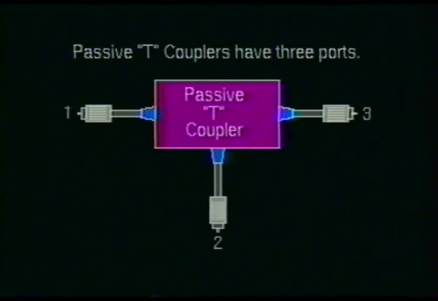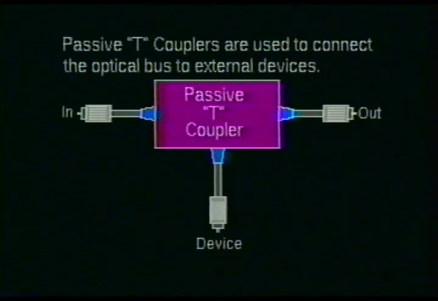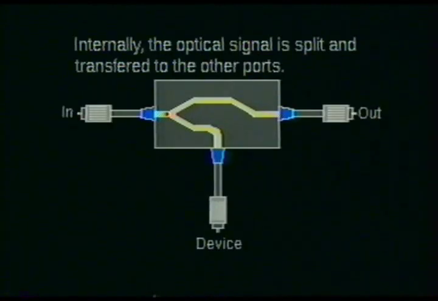Here you see a passive T-coupler. As you can see, the T-coupler has 3 ports. T-couplers are commonly used to connect input or output devices to a data cable which is carrying the optical information. Here you see a directional passive T-coupler. Internally, the T-coupler is designed to split the incoming optical signal into the 2 remaining ports. Since the light energy is split, the total output from each of the 2 output ports can never be larger than the incoming data source.